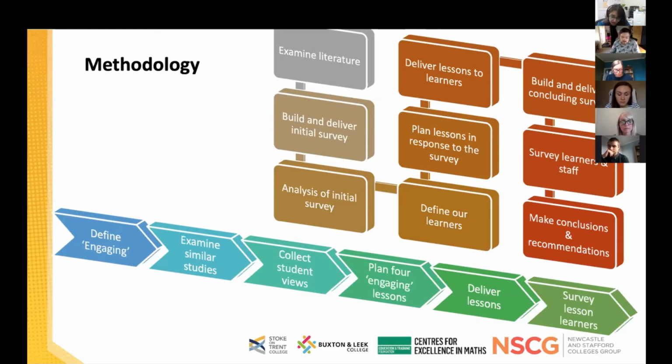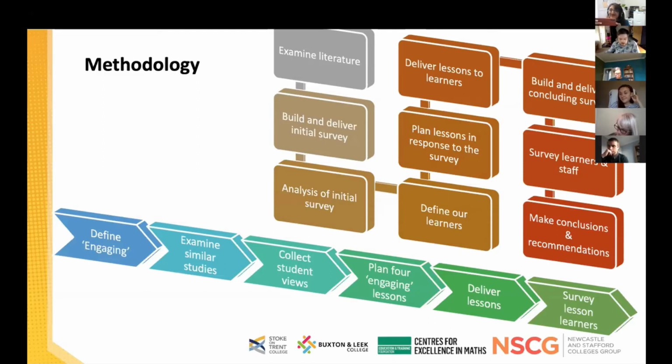Following the survey, we then went on to examine the results and used these to plan lessons to deliver to our learners. Those lessons were planned to include elements that the respondents had told us they found engaging. We met with our network partners to update them, and it was suggested at that meeting that we might want to include a session that included the opposite of what our learners told us they found engaging.